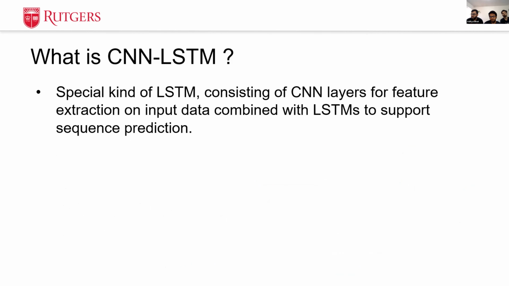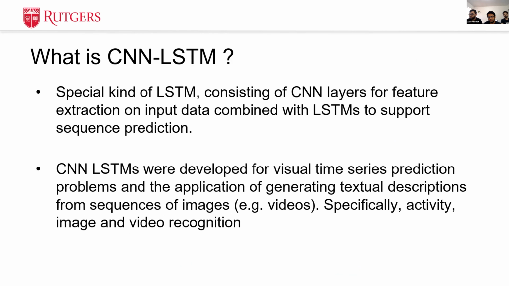So we have used CNN LSTM for our project, which is a special kind of LSTM consisting of CNN layers for feature extraction on input data combined with LSTMs to support sequence prediction. CNN LSTMs were developed for visual time series prediction problems and the application of generating textual descriptions from sequences of images. They work particularly well for activity, image, and video recognition.